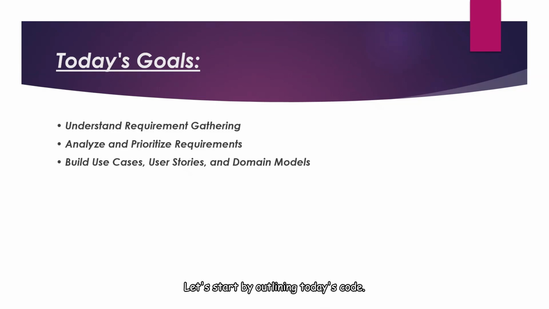Let's start by outlining today's goal. First, we will focus on understanding the process of requirement gathering, which is crucial to ensure we capture everything that the system needs to do. We will then explore how to analyze and prioritize these requirements efficiently, as not all requirements are equally important or urgent. Finally, we will turn these requirements into actionable models, including user stories, use case diagrams, and domain models, which will help us design systems that align with business goals and user needs.